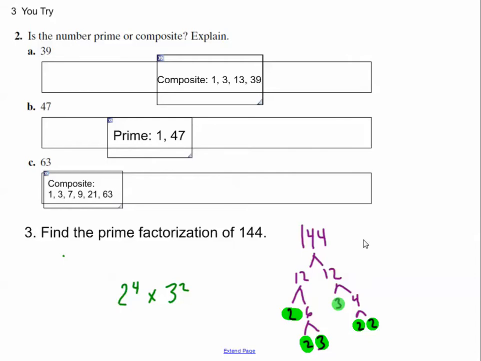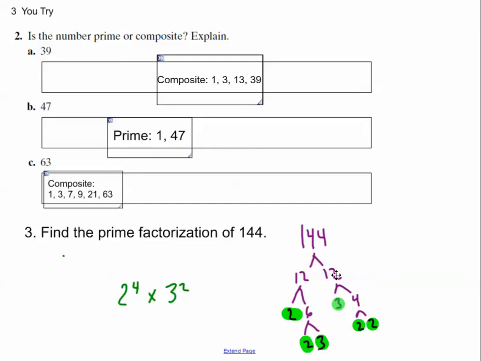Now if I take a look at the prime factorization for 144, I'm going to come up with 2 to the 4th power times 3 to the 2nd power. How did I get that? Well, I know that 12 times 12, and it doesn't matter the route that you take, I know that 12 times 12 is 144. So I use those two numbers. Then I broke 12 apart. 2 times 6. 2 is my prime number. 6 can be divided into 2 and into 3.